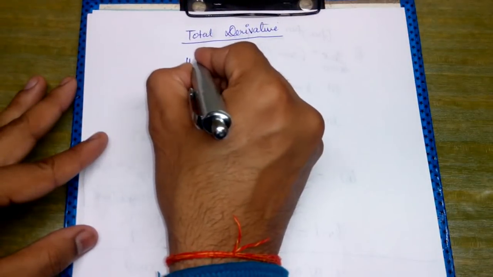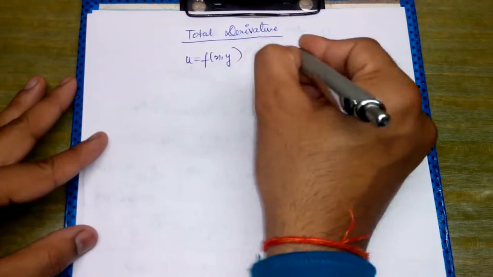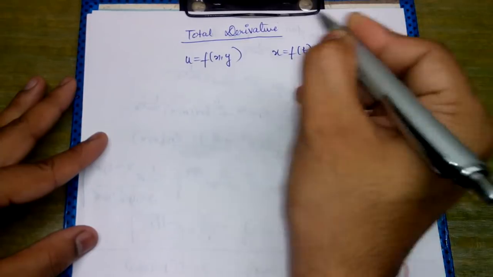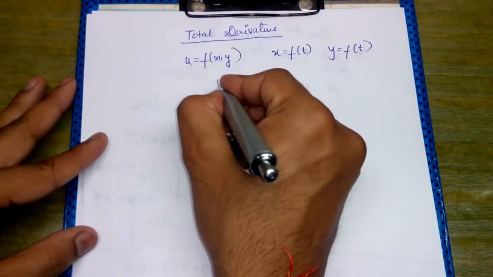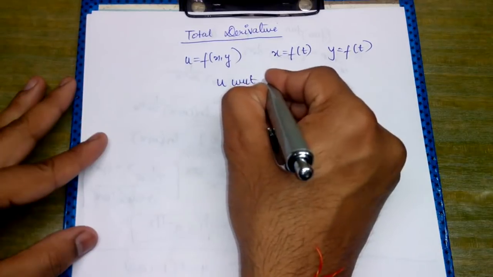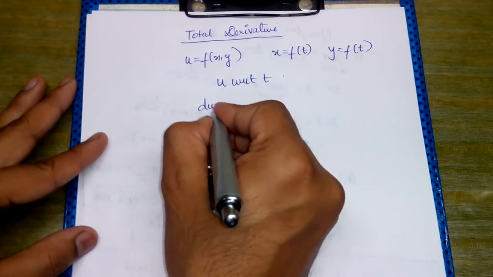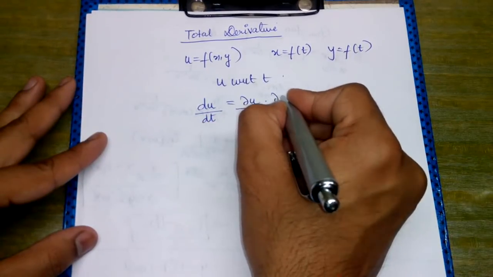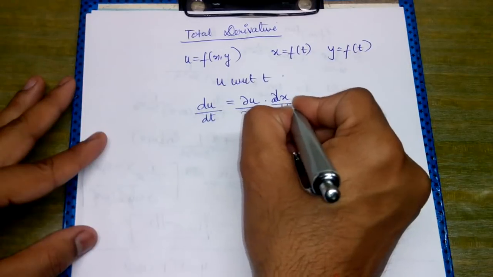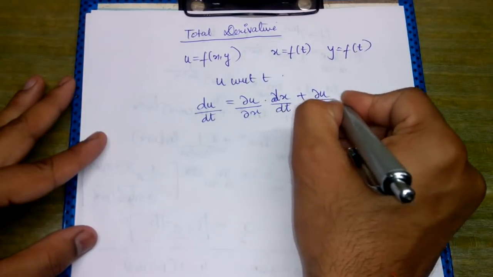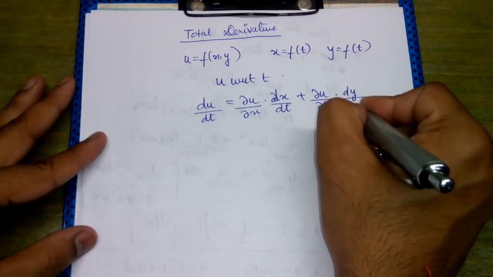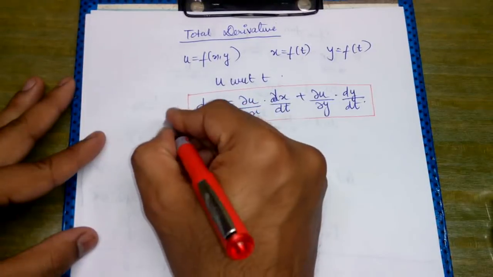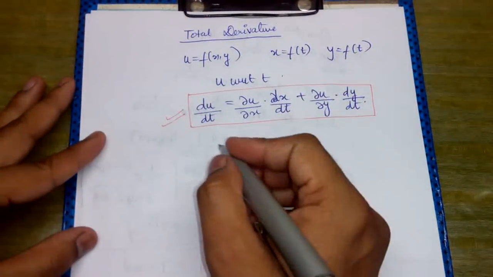Okay, so if u is a function of x and y, where x is a function of t and y is also a function of t, then the total derivative of u with respect to t is given by du/dt = ∂u/∂x · dx/dt + ∂u/∂y · dy/dt. So this is the formula for the total derivative of u with respect to t.